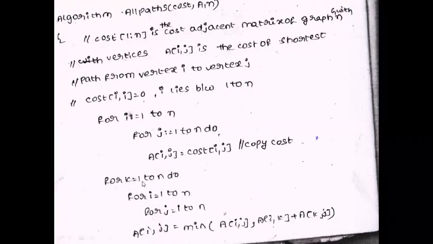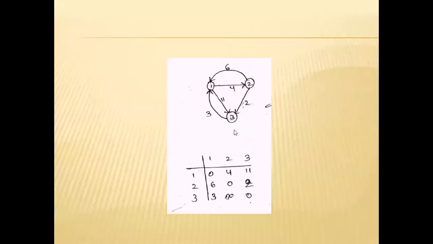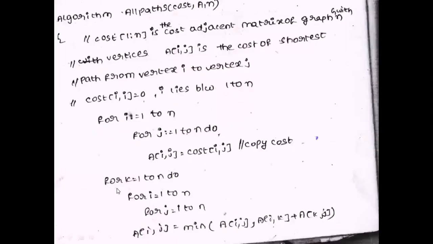1 to n means intermediate vertex 1, intermediate vertex 2, intermediate vertex 3. In our example, n equals 3. So for intermediate vertex 1, the first for loop, for k equal to 1, we calculate the shortest path from i to j by using intermediate vertex k.